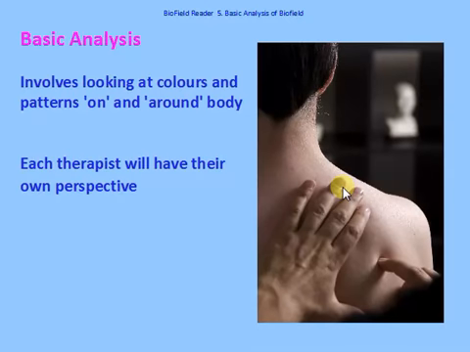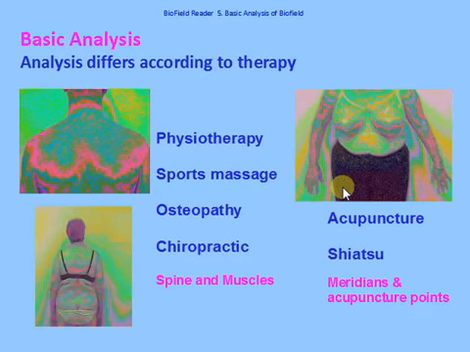Basic analysis involves looking at the colours and patterns on and around the body, and each therapist will have their own perspective. Some therapists might want to look at the BioField as a whole, others may want to look at specific areas. So the analysis differs according to the therapy that you practice. If you practice physiotherapy, sports massage, osteopathy, chiropractic, you'll be more interested in looking at the spine and the muscles. If you practice acupuncture and shiatsu, you'll be more interested in looking at the meridians and the acupuncture points.